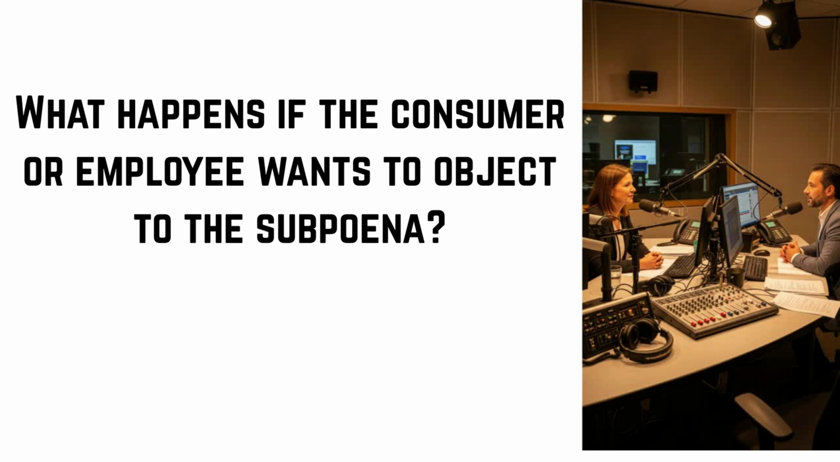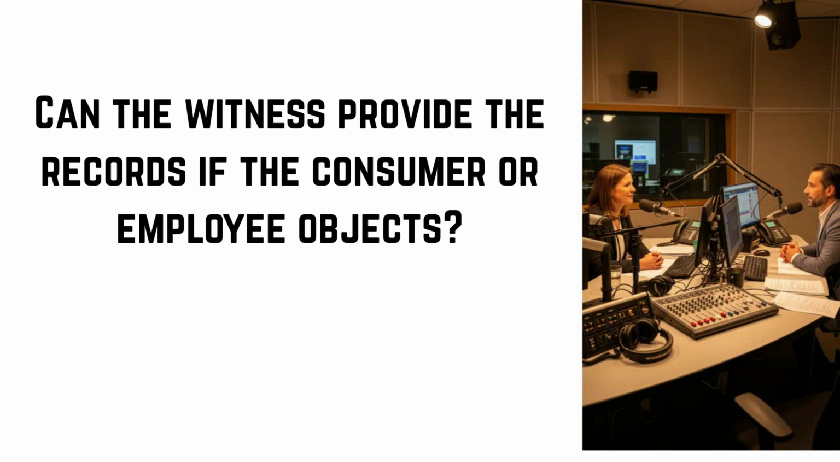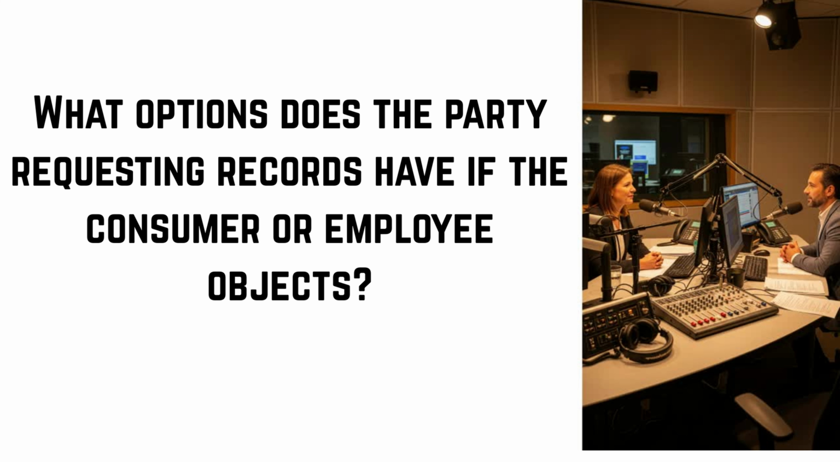What happens if the consumer or employee wants to object to the subpoena? A non-party consumer or employee can fill out the objection on the notice to consumer or employee and objection. If the consumer/employee is a party in the case, they must file a motion to quash in court. Can the witness provide the records if the consumer or employee objects? No. If an objection or motion to quash is filed, the witness cannot respond to the subpoena until the issue is resolved. What options does the party requesting records have if the consumer or employee objects? You can file a motion to compel production within 20 days of receiving the objection, or oppose a motion to quash if one has been filed.